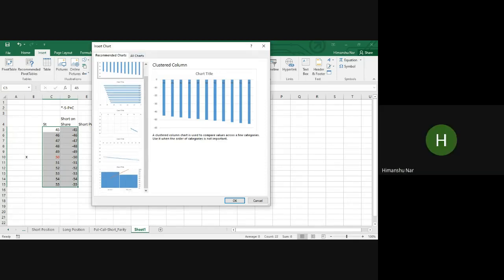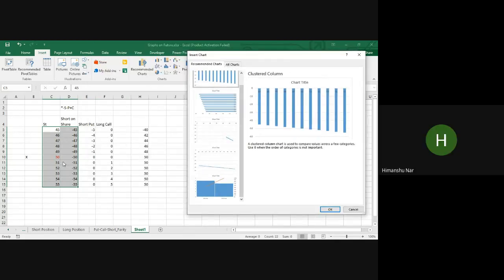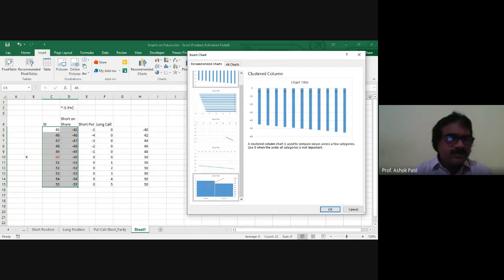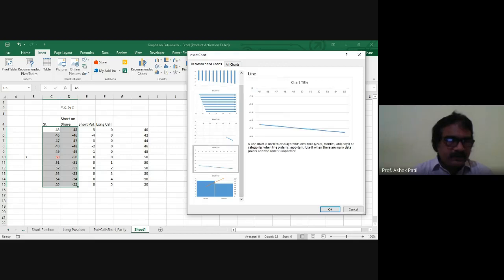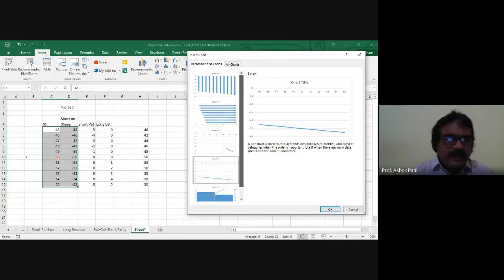So actually, what I think is we have taken the wrong chart. Is it so? You selected the wrong chart. So what you should select is this one. That's okay. No, that line is correct now.